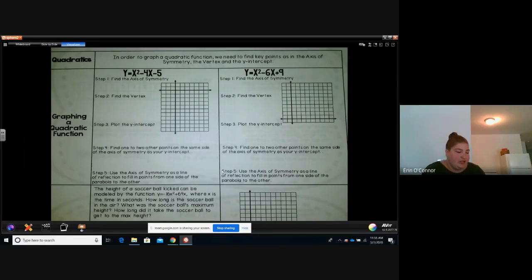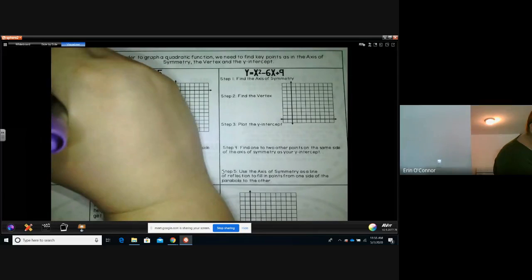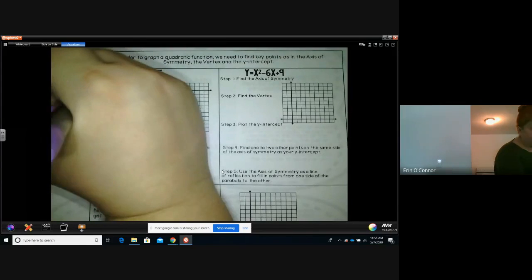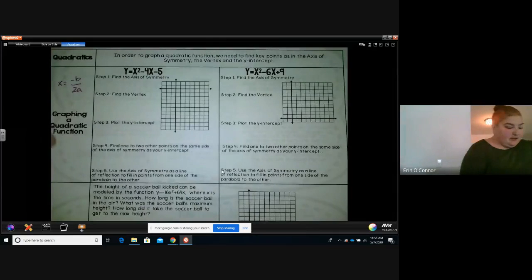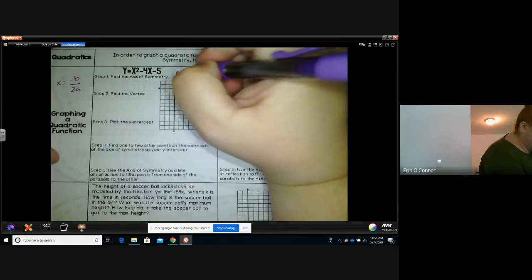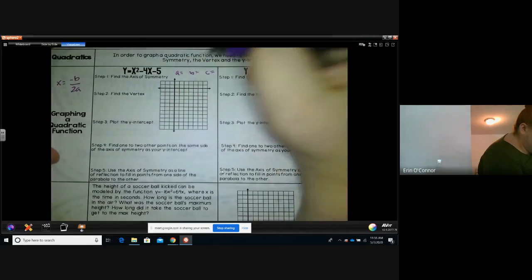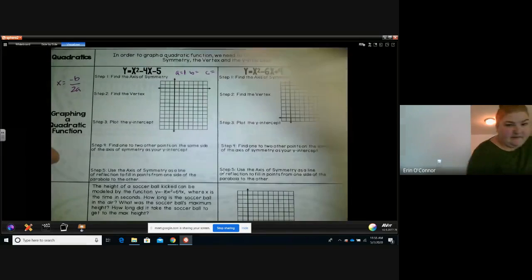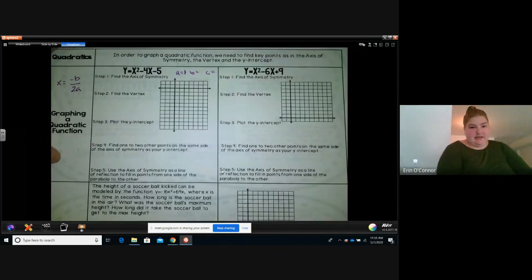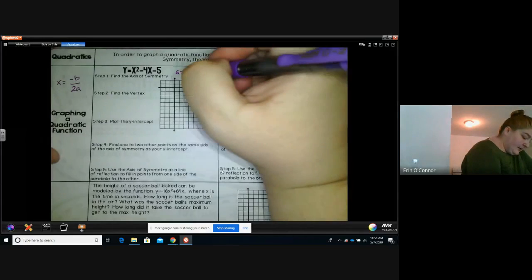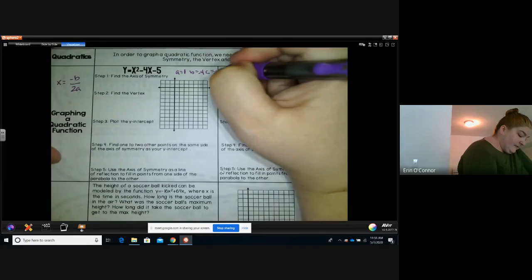First we're going to find the axis of symmetry. Remember, the axis of symmetry is x equals negative b over 2a. So first we're going to identify our a, b, and c. My a is 1, because there's nothing in front of x squared, so we assume a 1 is there. My b is negative 4, and my c is negative 5.